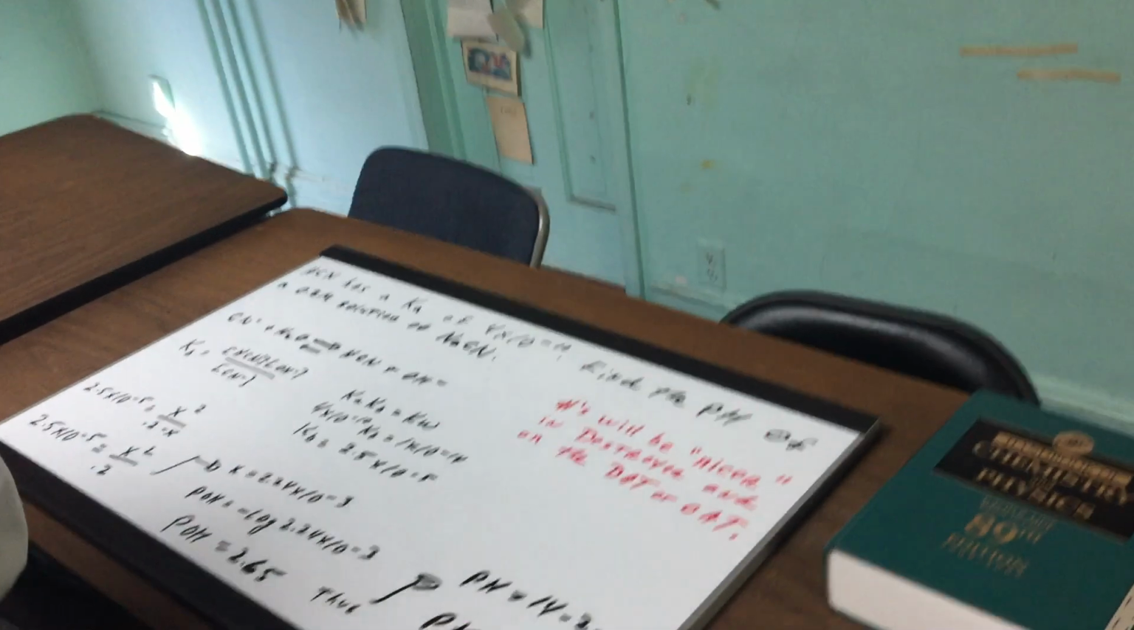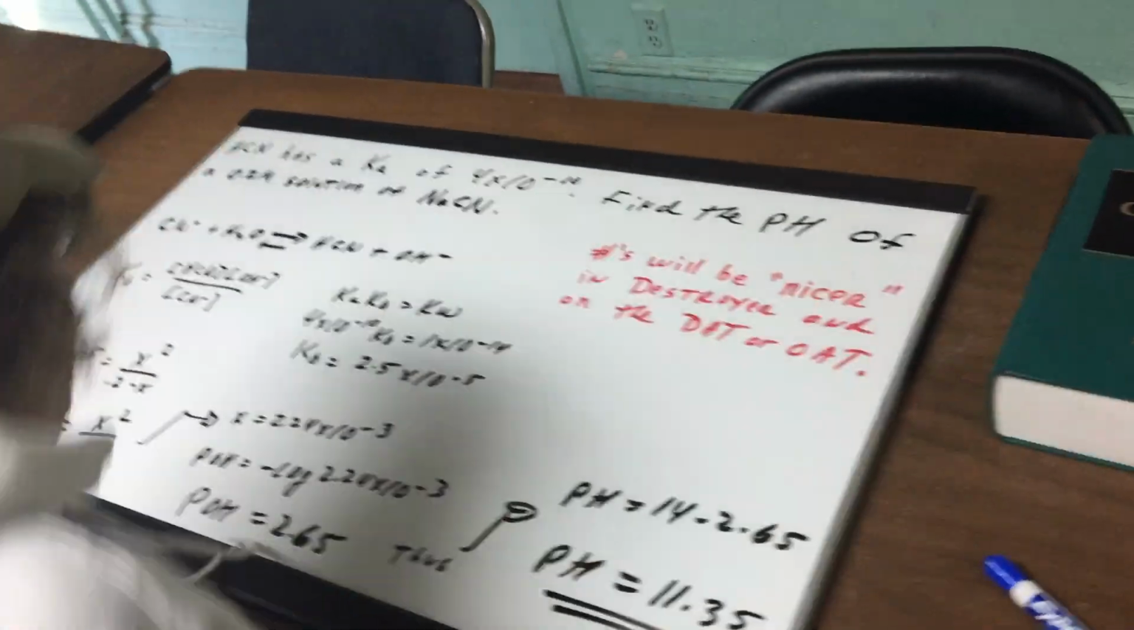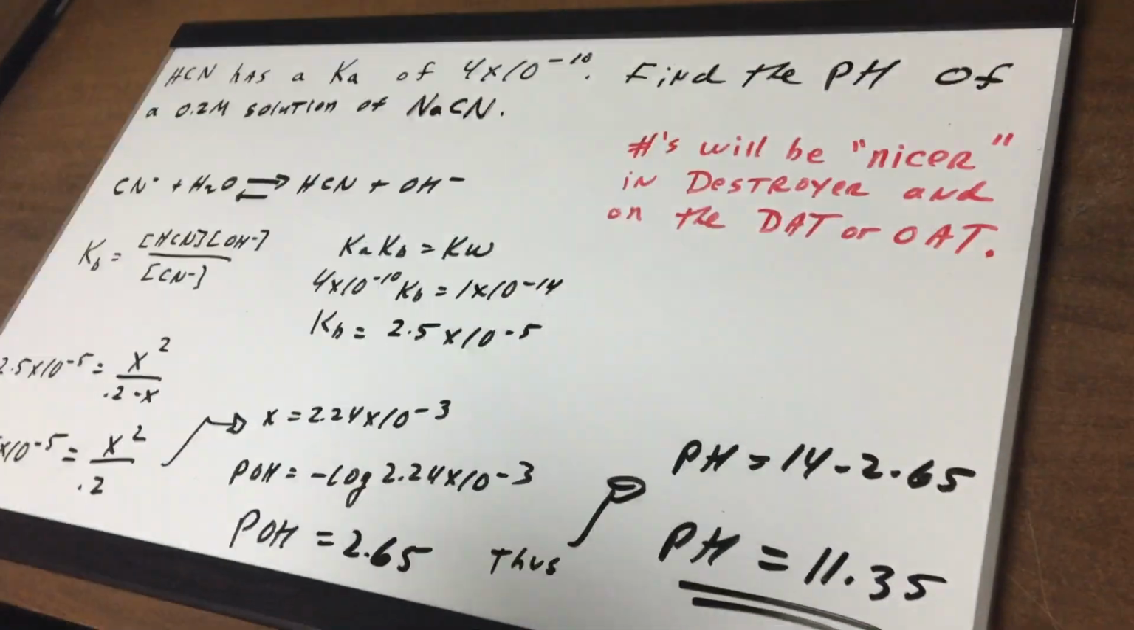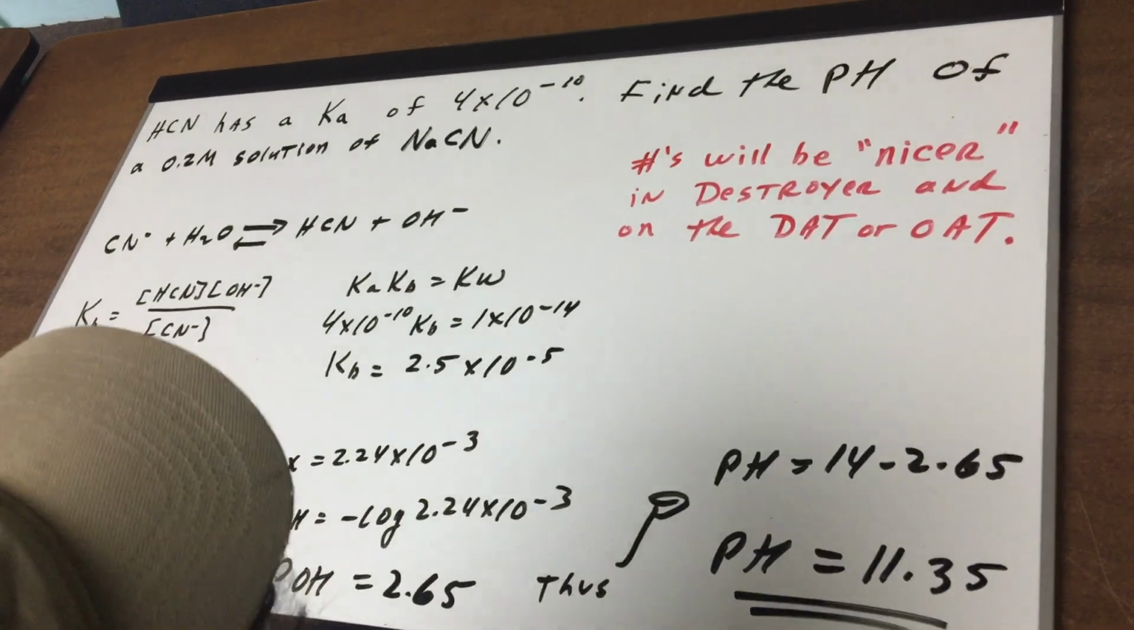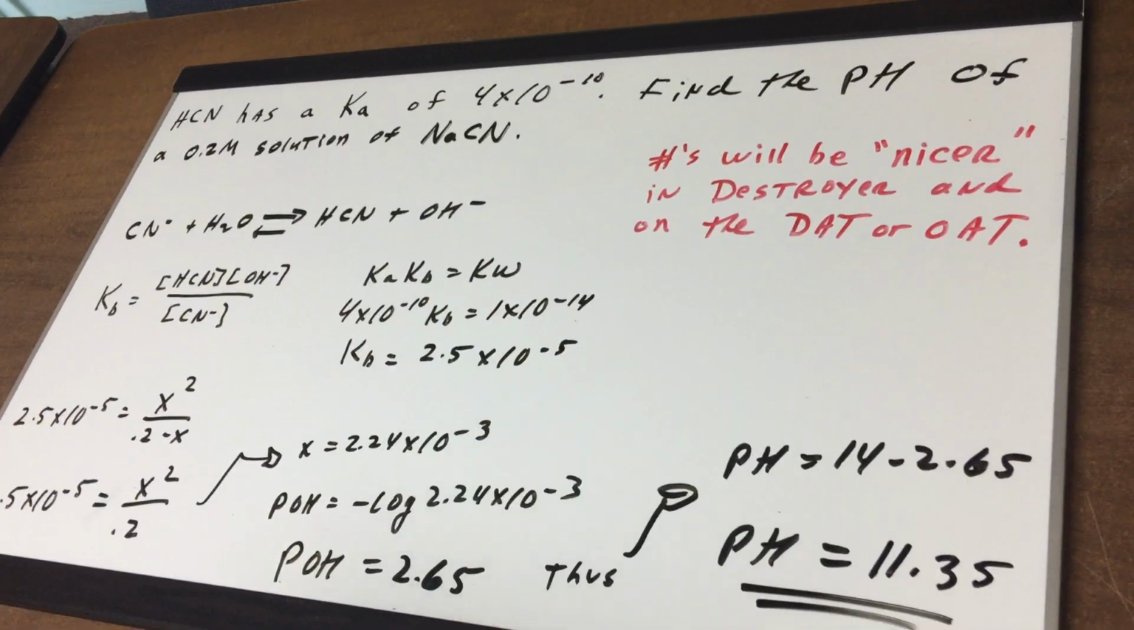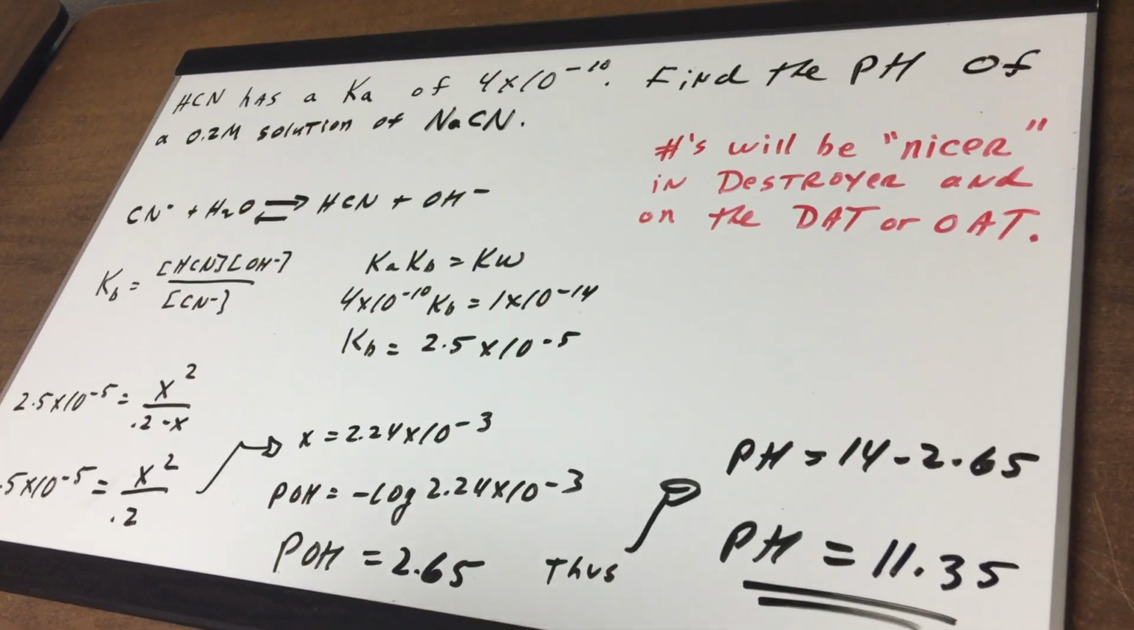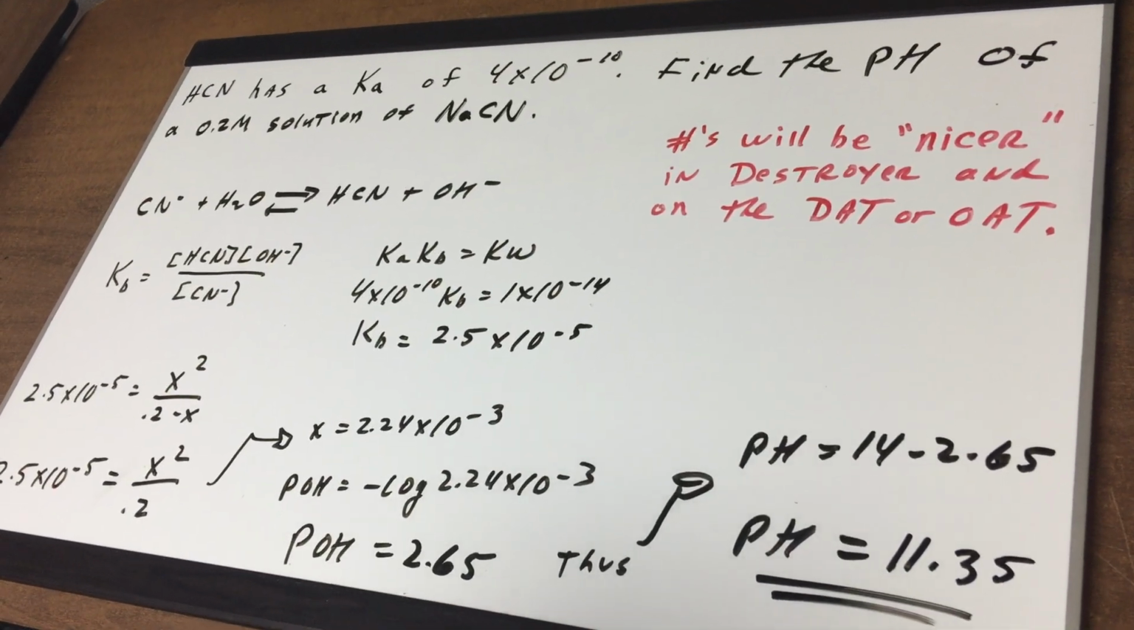I want to go over a problem with you involving hydrocyanic acid having a Ka of 4 times 10 to the minus 10. I want to find the pH of a 0.2 molar solution of sodium cyanide, which is the salt.